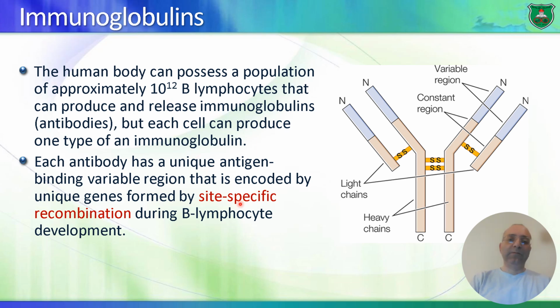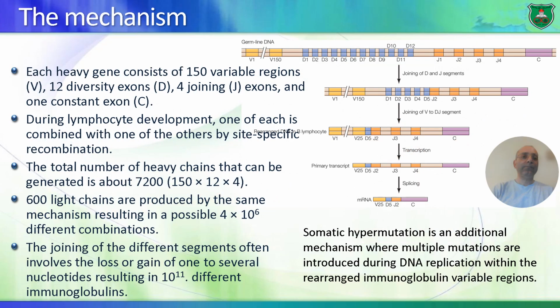So how is it possible that B lymphocytes can produce this huge number of immunoglobulins? Well, this is done by site-specific recombination as well as other mechanisms, some of which I talked about in the biochemistry lecture. So let's look at the molecular biology of the immunoglobulin gene. This is actually taken from the mouse gene, not the human gene, but the same applies for the human gene as well.